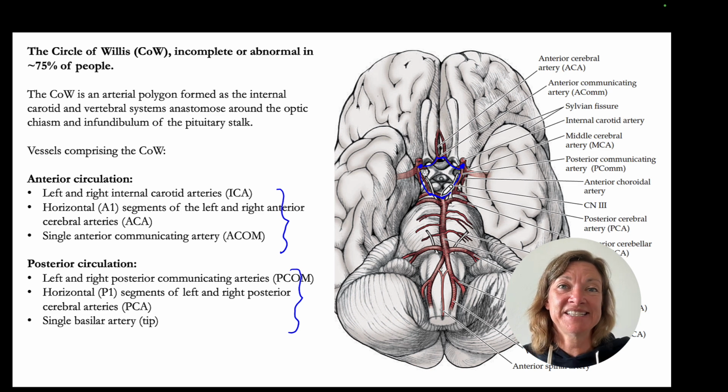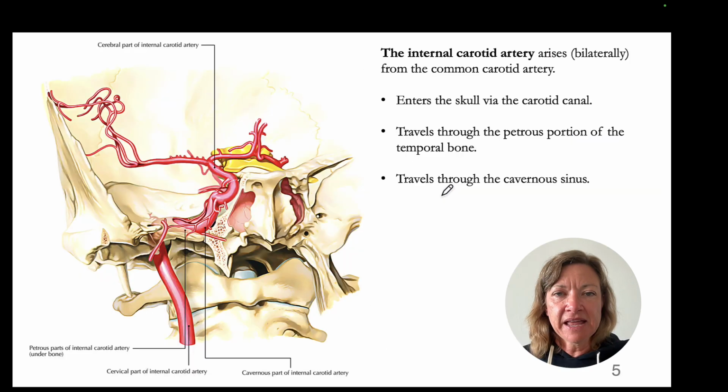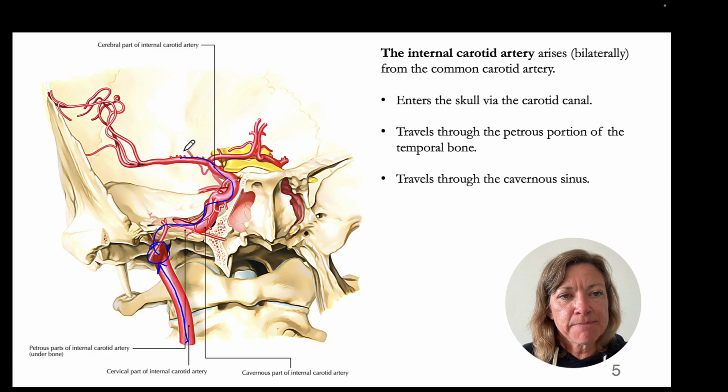And even an intact circle of Willis certainly does not confer complete redundancy of blood flow to the brain. Now, the internal carotid artery arises bilaterally from the common carotid artery, and it enters the skull via the carotid canal. This is a posterior view cutaway. You can see the artery traveling through the petrous portion of the temporal bone and ascending to split into the MCA, which goes laterally, and the ACA traveling medially.